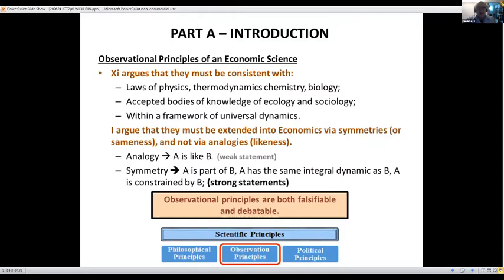I would argue that the laws of the sciences must be extended into economics via symmetries or sameness, and not by analogies or likeness. When you say A is like B, that's a fairly weak statement. Symmetry is when A is part of B. A has the same integral dynamic as B. A is constrained by B. These are much stronger statements than analogy. These kinds of observational principles, these are the ones that are usually associated with scientific methodologies of some kind, and usually observational principles are both falsifiable and debatable.